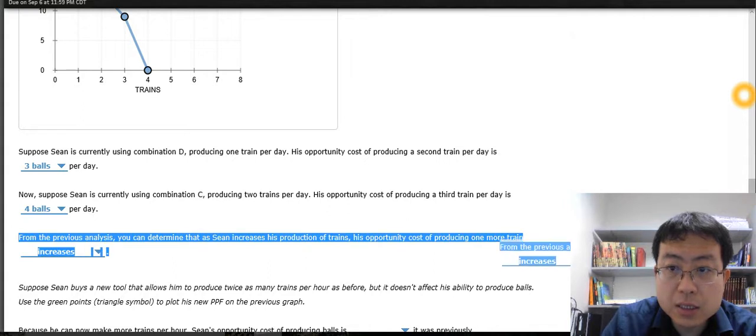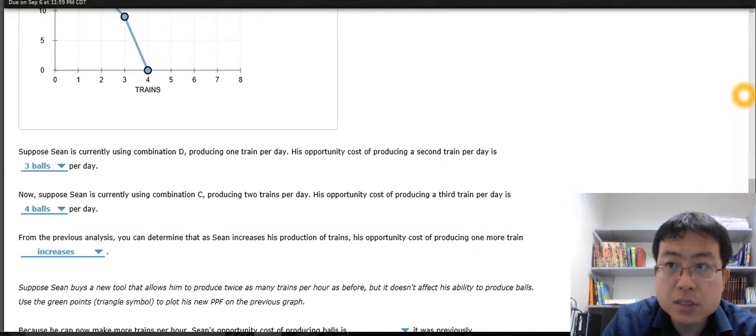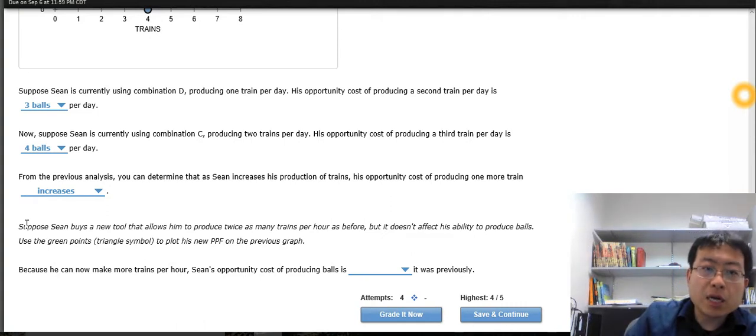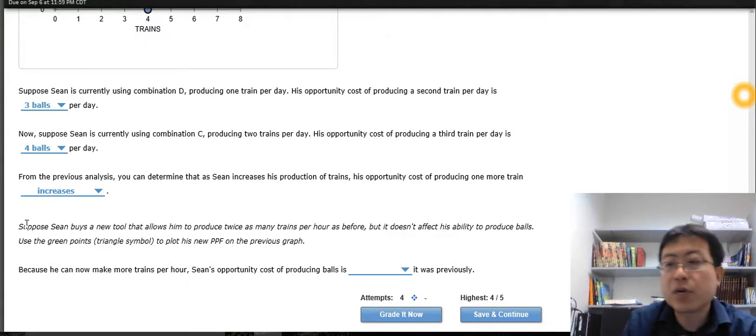Now let's keep going. And the last part, suppose Sean buys a new tool and allow him to produce twice as many trains per hour as before, but it doesn't affect his ability to produce balls. Use the green points to plot his new production possibility on the previous graph.